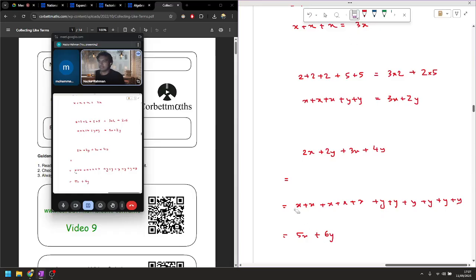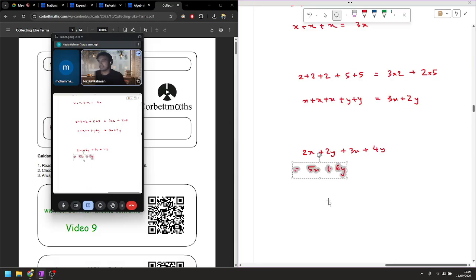Okay, so this initial line can basically be written like this. So yeah, this is called collecting like terms. So we collect all the x's together, collect all the y's together.